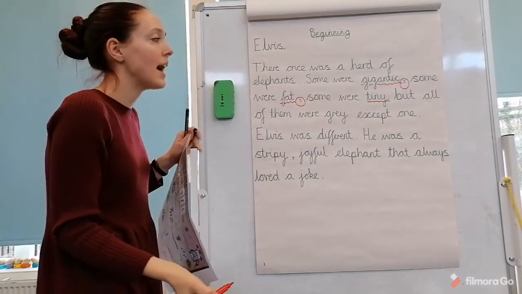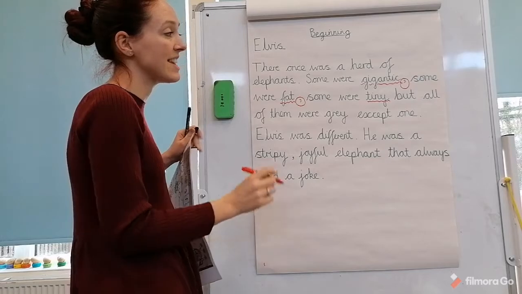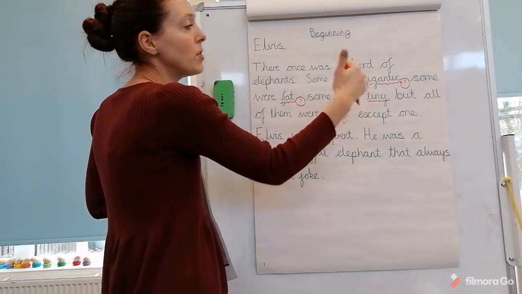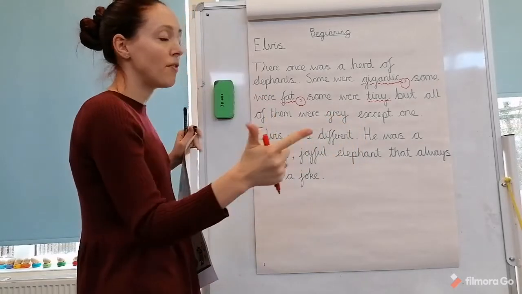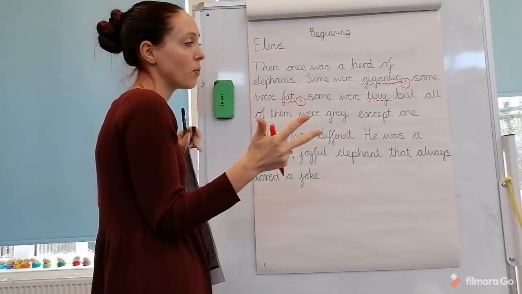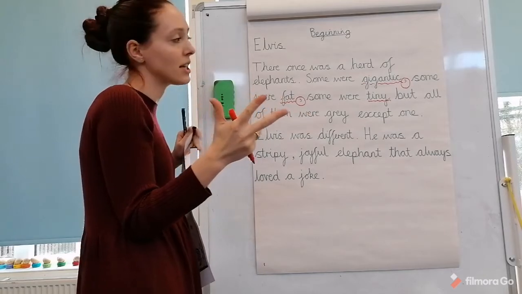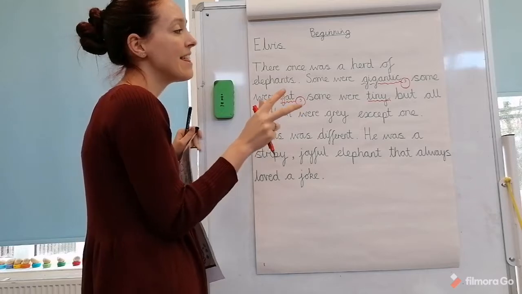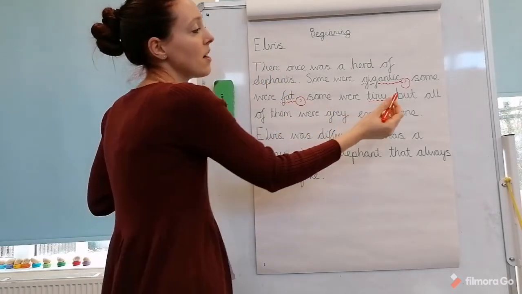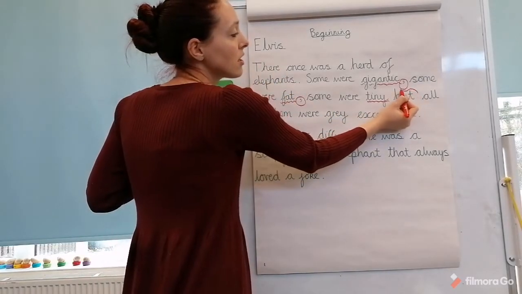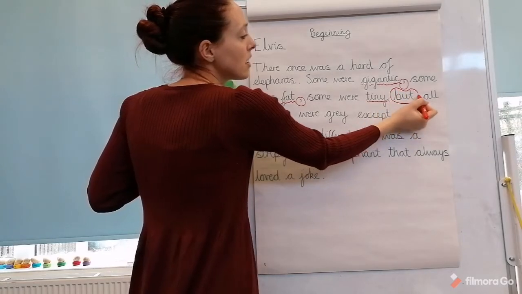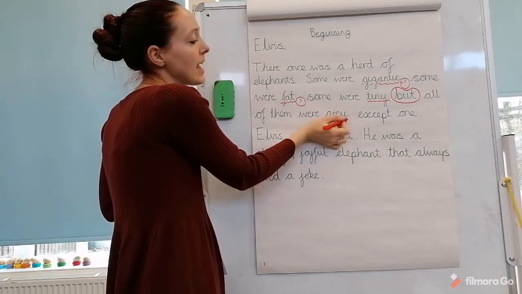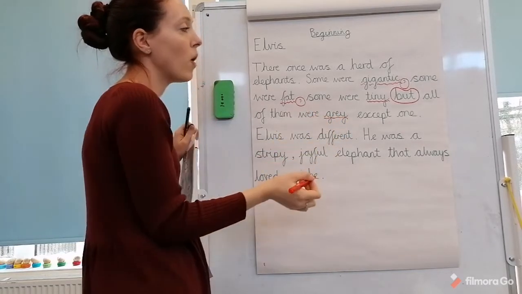Okay, can you see I haven't actually used a conjunction yet? That is a list of 3 in my sentence. Some were gigantic, some were fat, and some were tiny. I've used 3 adjectives there to describe the different elephants in the herd. And then, before finishing my sentence, I have used the conjunction but. But all of them were grey except one.